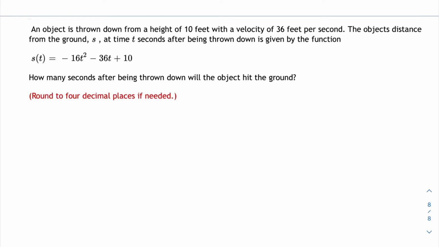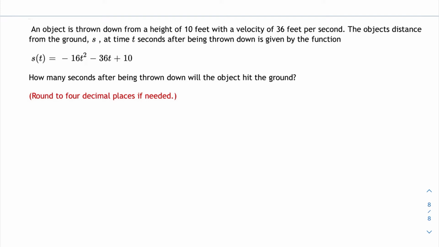An object is thrown down from a height of 10 feet with a velocity of 36 feet per second. The object's distance from the ground s at time t seconds after being thrown down is given by the function s of t equals negative 16t squared minus 36t plus 10. How many seconds after being thrown down will the object hit the ground?